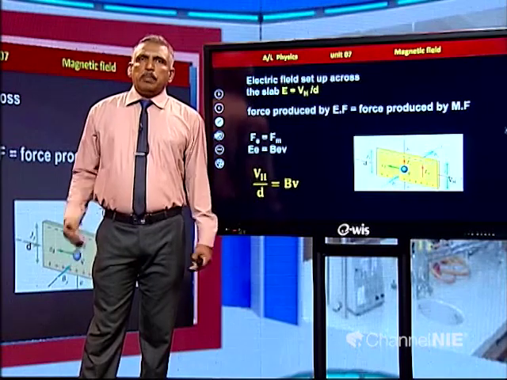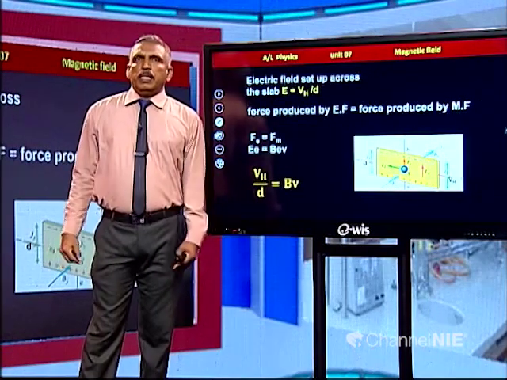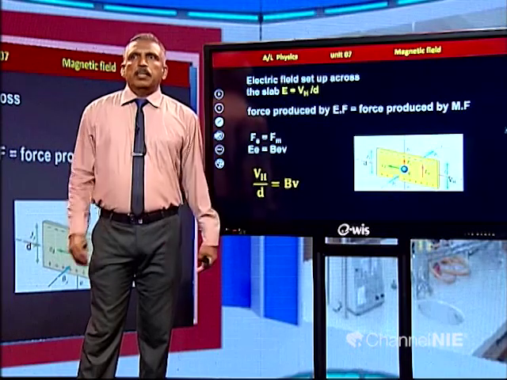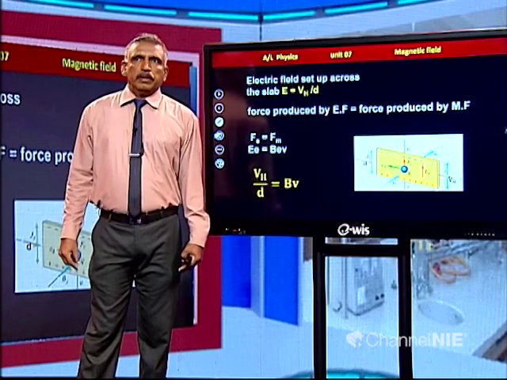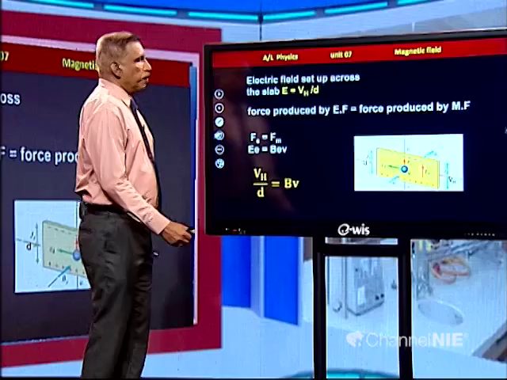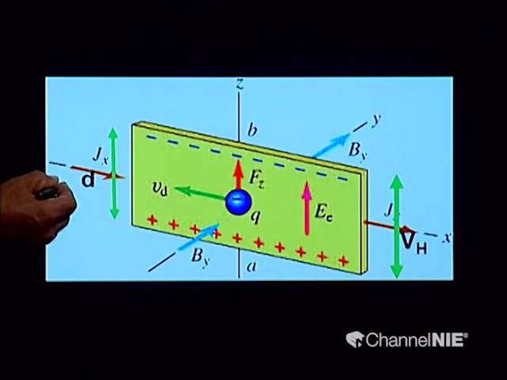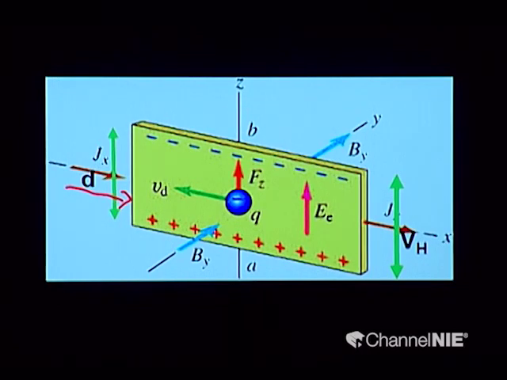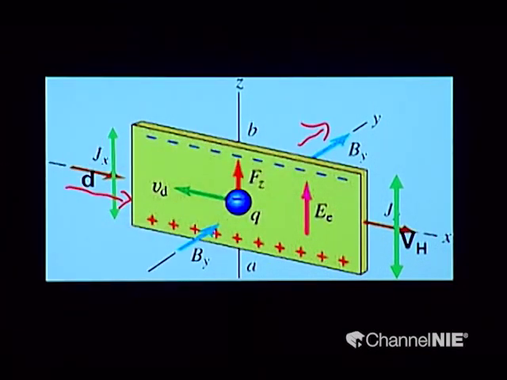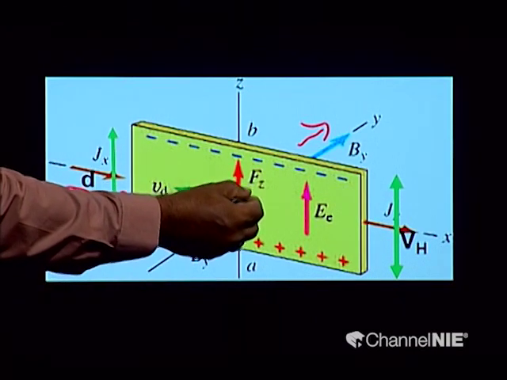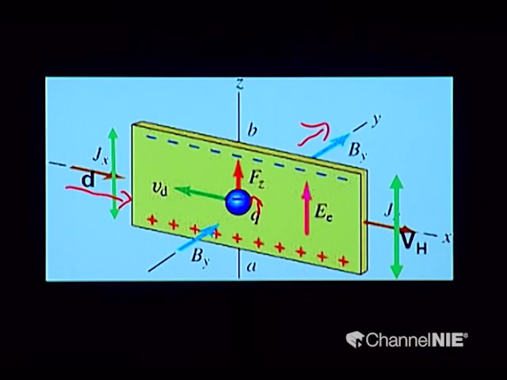Normally we state the Hall effect: when the conductor is placed perpendicular to the magnetic field, there is a voltage set up. That voltage is known as Hall voltage. Here the current passes through this conductor. I remind you, we have already studied this. The magnetic field is here. Therefore, this charge experiences a magnetic force.